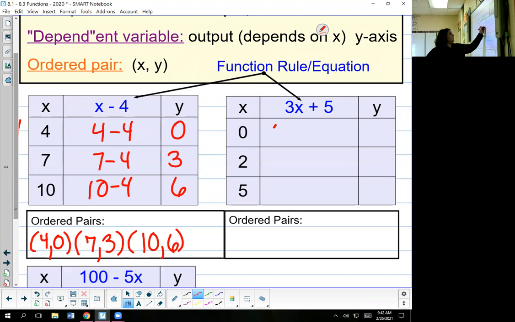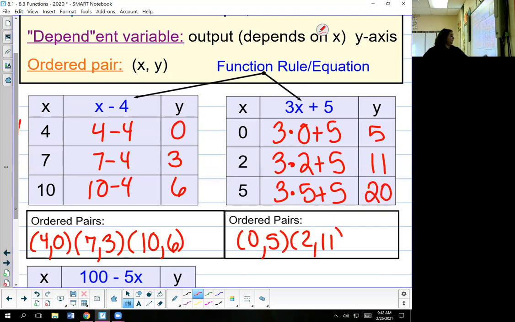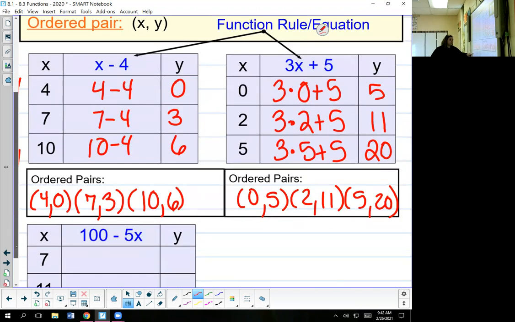But remember, we still need to make sure we're following the order of operations. So again, remember that this is 3 times x plus 5, so x is 0. And this would be 3 times 2 plus 5, and then this would be 3 times 5 plus 5. You have to follow the order of operations, so I should be multiplying before I add. So 3 times 0 is 0 plus 5 is 5. 3 times 2 is 6 plus 5 is 11. 3 times 5 is 15 plus 5 is 20. So my ordered pairs would be 0, 5; 2, 11; and 5, 20. Very simple, just plugging them in, getting the output for your dependent variable.